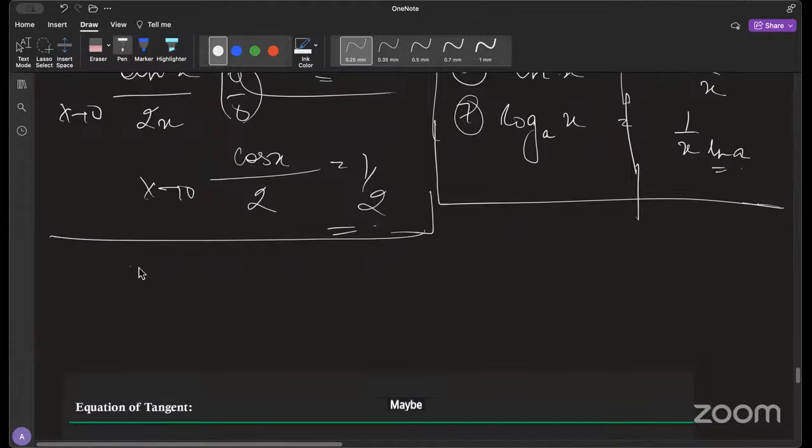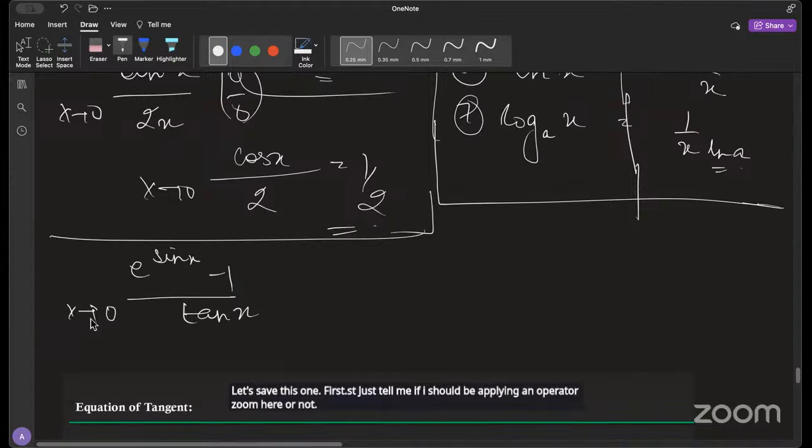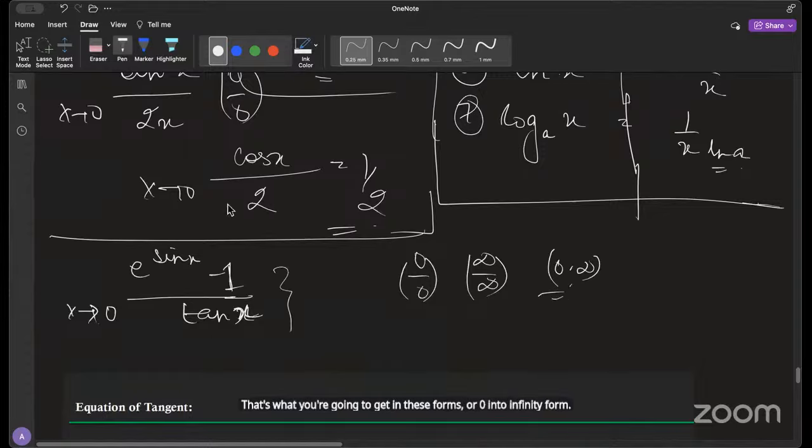Maybe we can do one more example on L'Hopital's rule, this one. Let's take this one. First, just tell me if I should be applying L'Hopital's rule here or not. Can we apply L'Hopital's rule? There's a condition to apply L'Hopital's rule, right? You need 0 by 0 form or infinity by infinity form, or 0 into infinity form. Yes, ma'am, we can apply because it's 0 by 0: 1 minus 0, 1 upon 0 form.